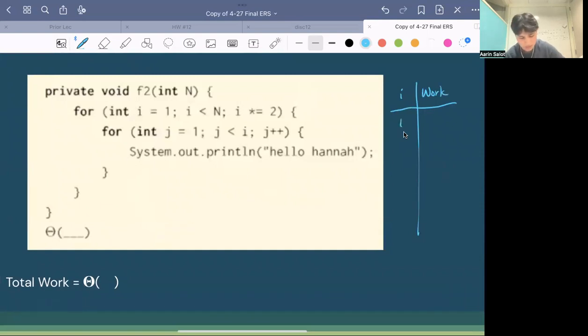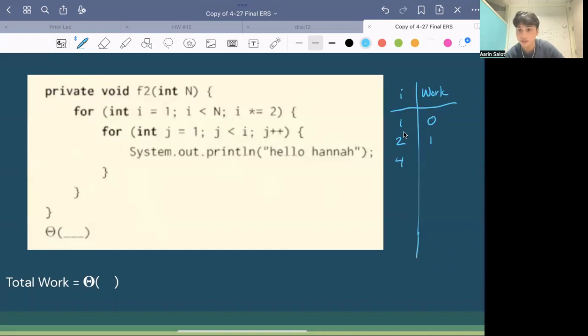So when i is 1, j is also going to be equal to 1, and we're immediately going to exit out of our loop. So we're going to be getting 0 work done. So in the next iteration, i is going to be equal to 2, and then j is going to be equal to 1. So it'll have one print statement, and then we'll increment j. j will then be equal to 2, and we'll exit out of our loop.